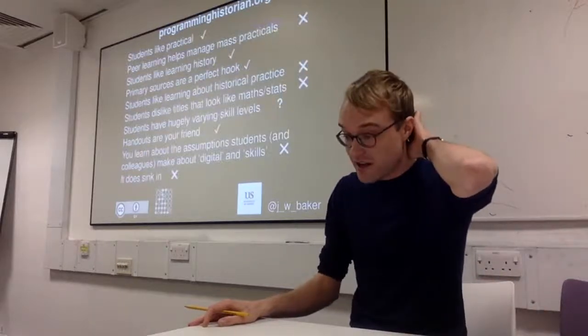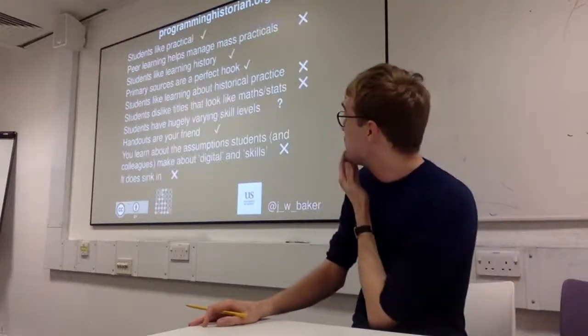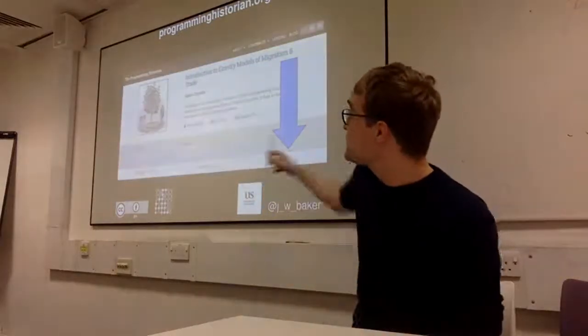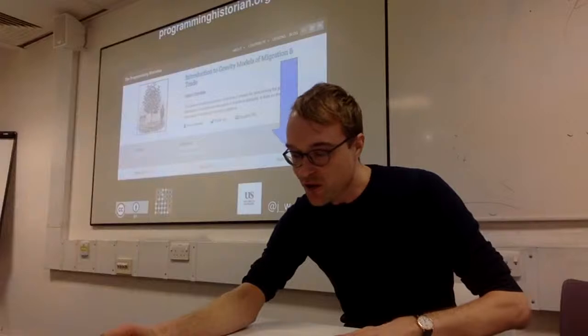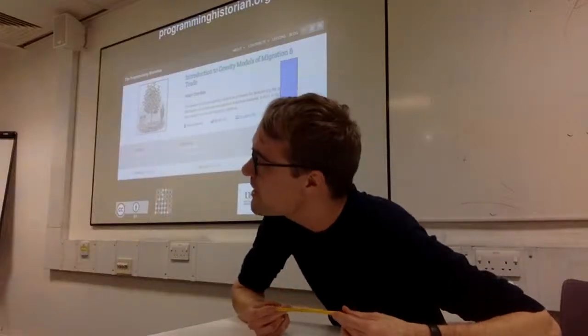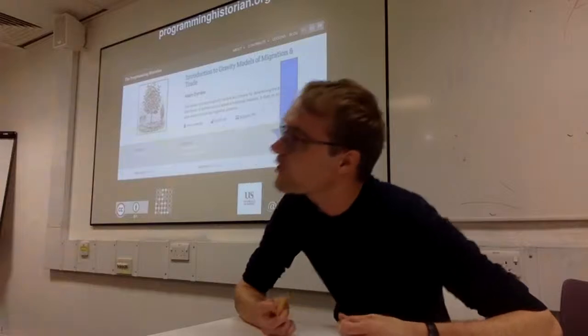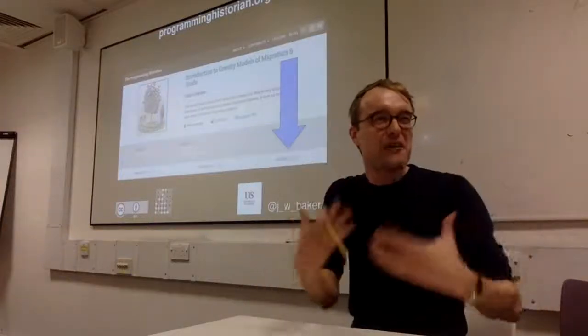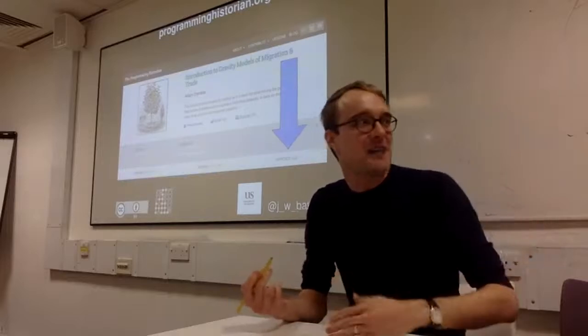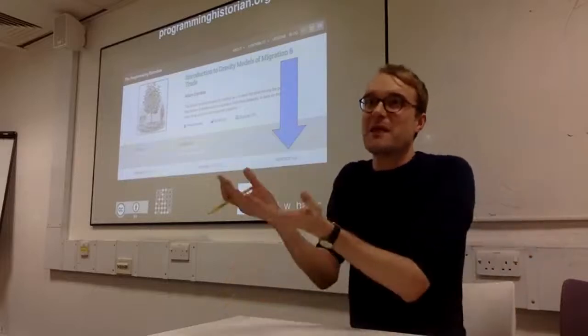Students have hugely varying skill levels. We certainly acknowledge that within the Programming Historian. We have difficulty levels. One of my constant questions, though, is the extent to which we are the right people to assign difficulty levels and how we create feedback loops. When I'm in a classroom, I can feel from my students whether I've pitched it too high and I can adapt down, or I can feel it's too easy and I can adapt up a little bit.